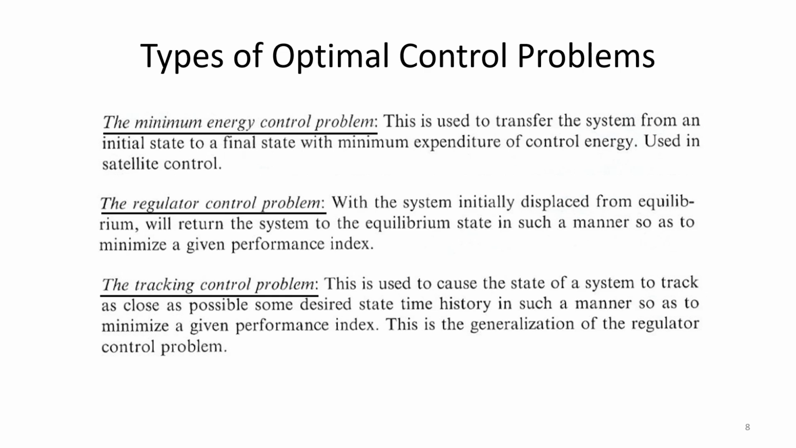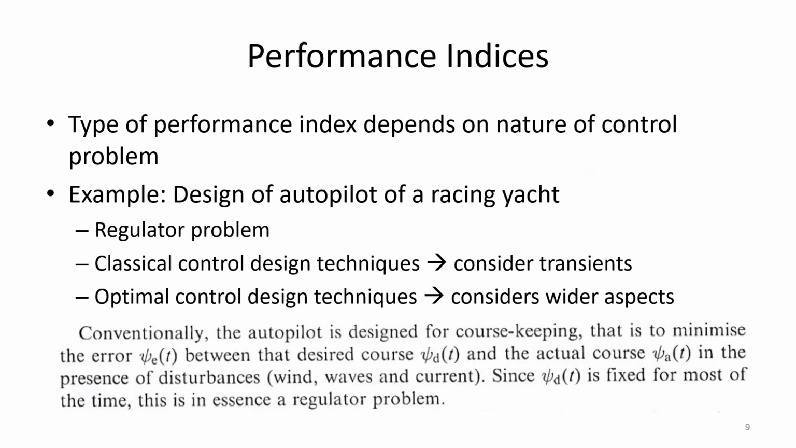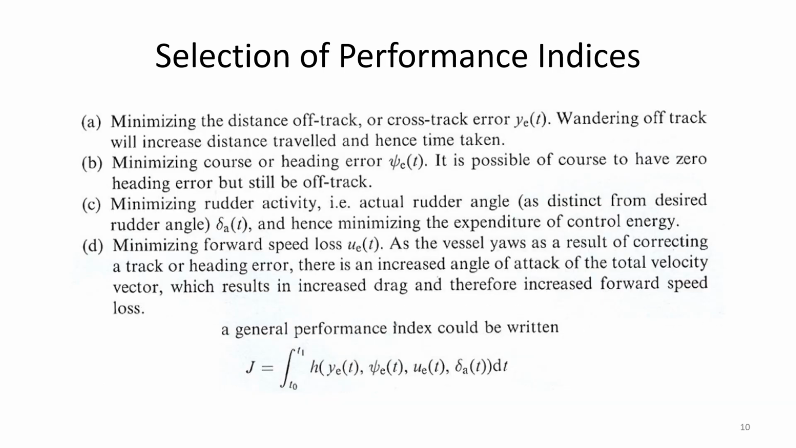Regulator control problem: when the system is initially displaced from equilibrium, it returns to the equilibrium state in such a manner as to minimize a given performance index. The last one is the tracking control problem. This causes the state of the system to track as closely as possible some desired state trajectory, so as to minimize the given performance index. The performance indices depend on the nature of the control problem. For example, in the design of an autopilot for a racing yacht, a regulator problem, you can use classical or optimal control design techniques. For selection of performance criteria, you minimize the distance off track, the heading error, the rudder activity, and the forward speed loss.